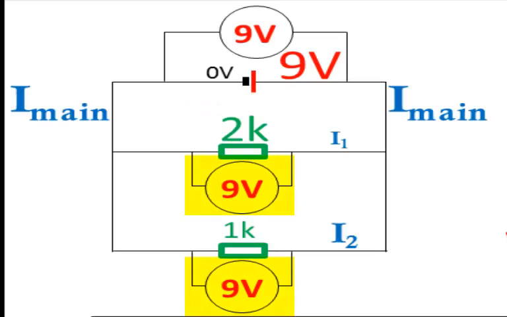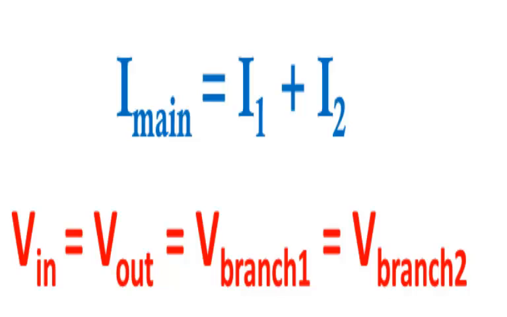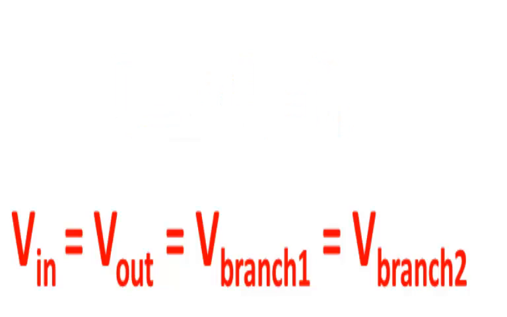But the voltage across each of the branches is the same. So the voltage is not divided by the branches. The potential is not divided by the branches. In other words, resistors in parallel don't divide, don't split up the voltage. That's why the voltage across branch 1 equals the voltage across branch 2.